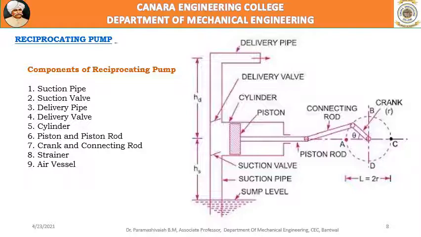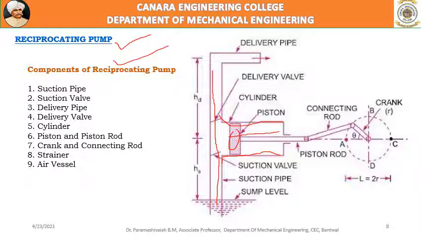And the second type of pumps are reciprocating pumps. Why it is called a reciprocating pump: the transfer of energy takes place from a piston. This is a piston which reciprocates to and fro inside a cylinder. This is a cylinder, and this is the piston. This reciprocates inside the cylinder, and transfer of energy takes place from this piston to the liquid fluid. Therefore it is called a reciprocating pump.